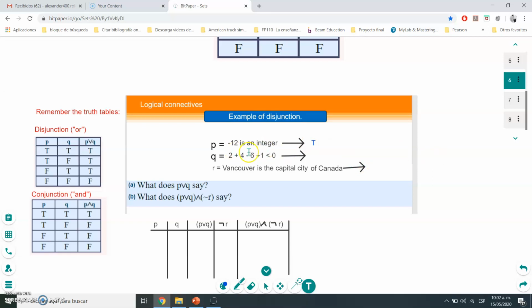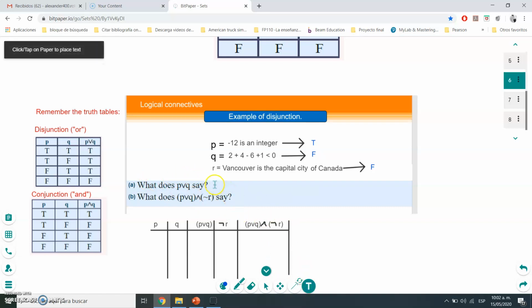The second one, 2 plus 4 minus 6 plus 1 is less than 0. Is that true? So let's see. 2 plus 4 will be 6, 6 minus 6 will be 0, and 0 plus 1 will be 1. Is 1 less than 0? No, this is false. 1 is greater than 0, so this is false. And the last one, Vancouver is the capital city of Canada. This is false, because you already know that Ottawa is the capital city of Canada. All right? So we already have the truth values.